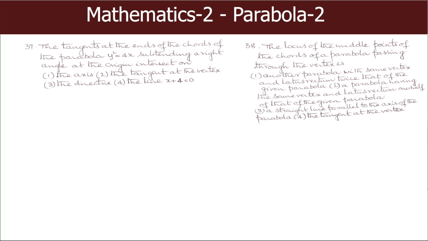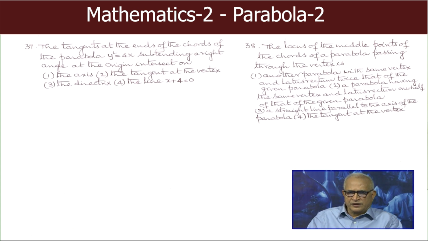Next, question 37. The tangents at the ends of the chords of the parabola y square equal to 4x subtending a right angle at the origin intersect on: whether they intersect on the axis, or on the tangent at the vertex, or on the directrix, or on the line x plus 4 equal to 0.